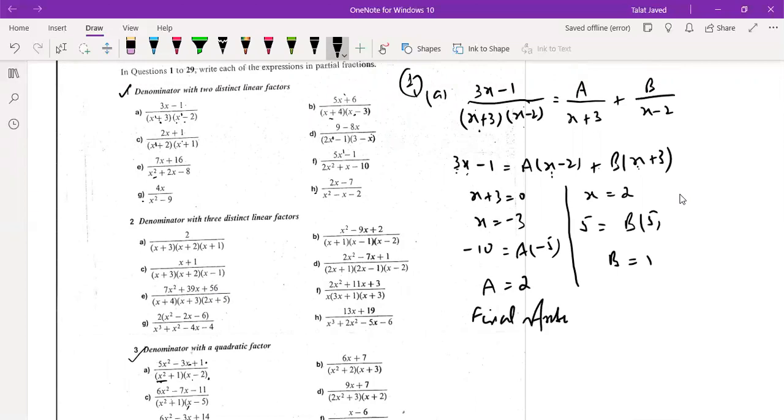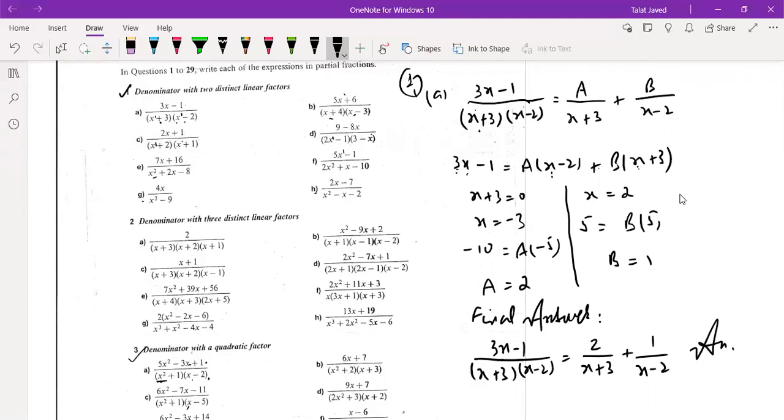Final answer is (3x − 1)/((x + 3)(x − 2)) = a/(x + 3) + b/(x − 2), where a is 2 over x plus 3 and b is 1 over x minus 2. So this is the final answer on this question. In this way you can solve all these parts of question number 1.